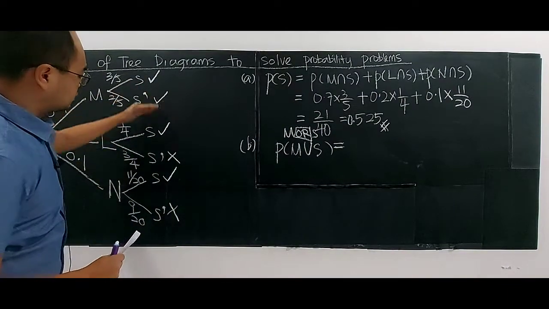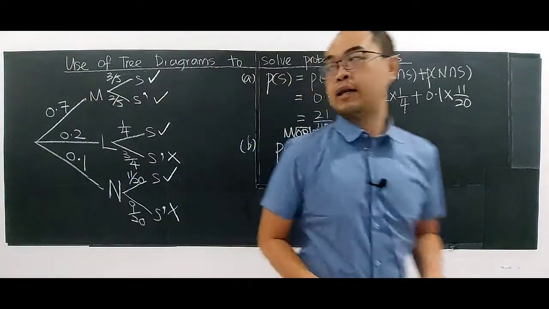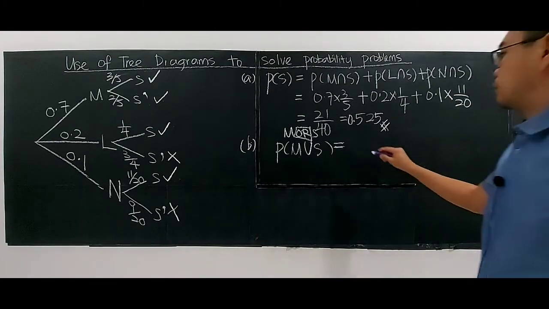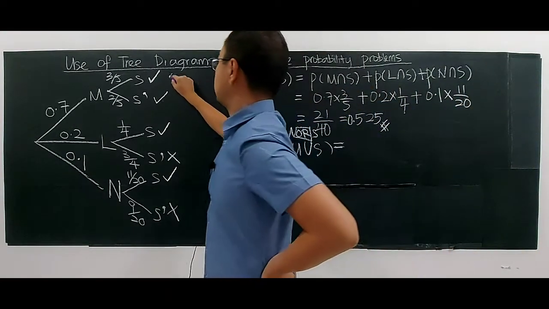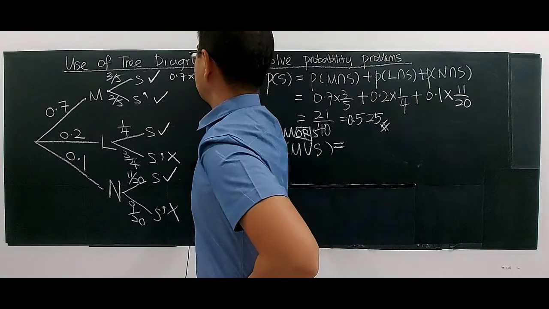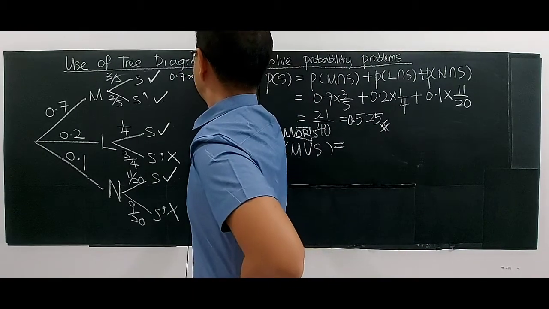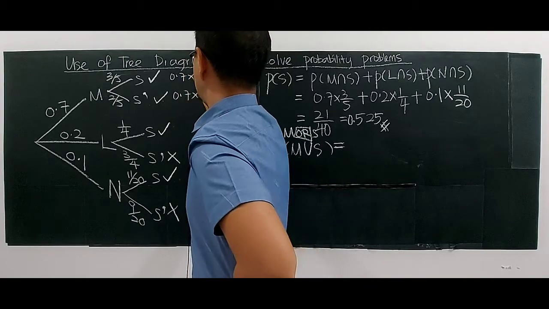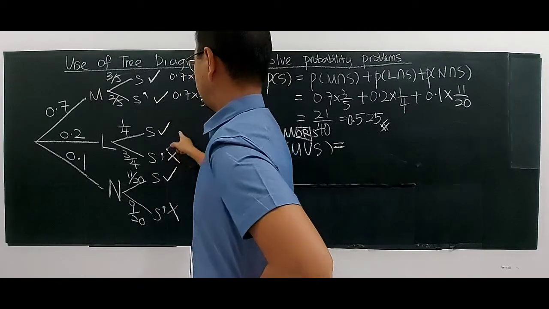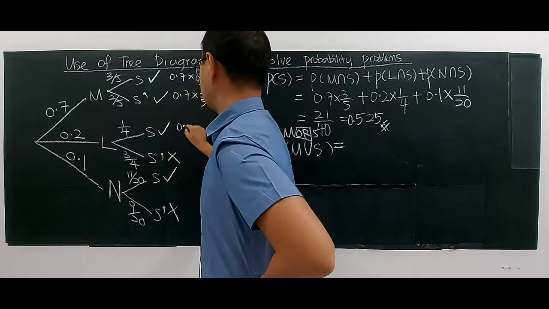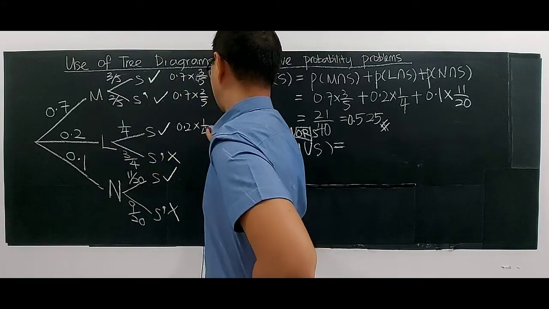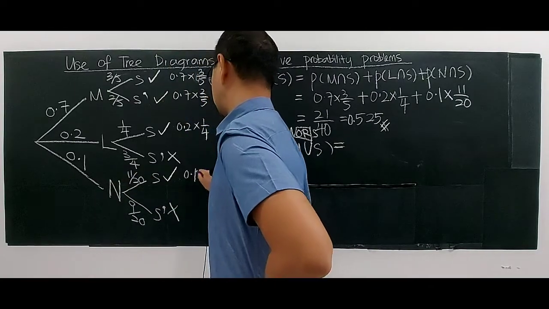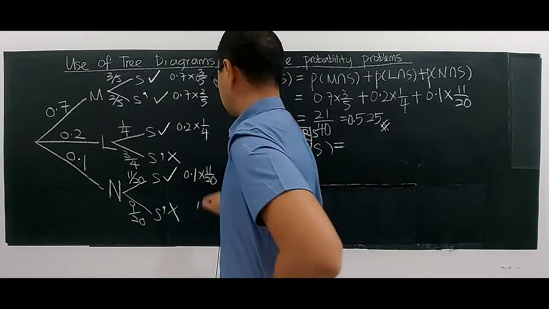So I just add up these 4 branches, right? Let's see how I add up. Very simple, you just multiply 0.7 multiply 3 over 5, right? And for this you have 0.7 multiply with 2 over 5. And for this you will have 0.2 multiply with 1 over 4. And for this you have 0.1 multiply with 11 over 20, right?